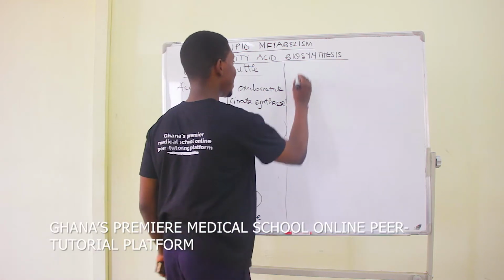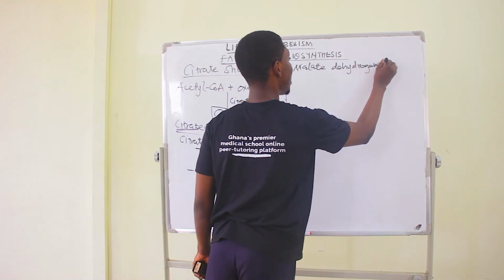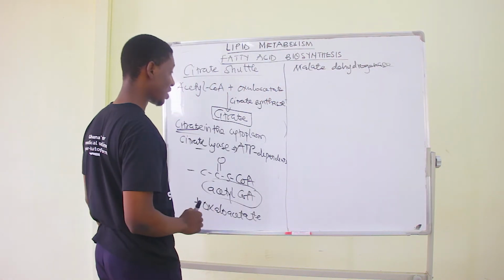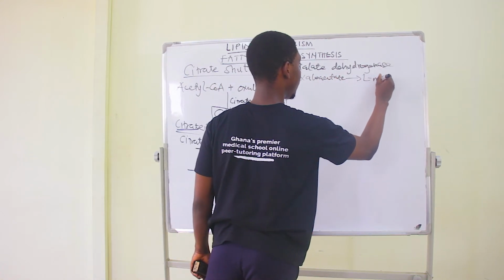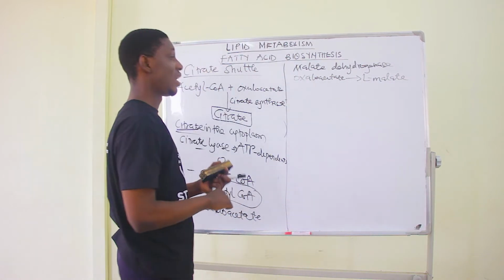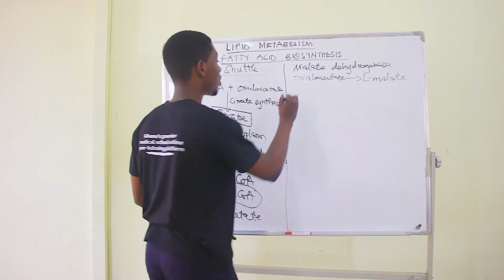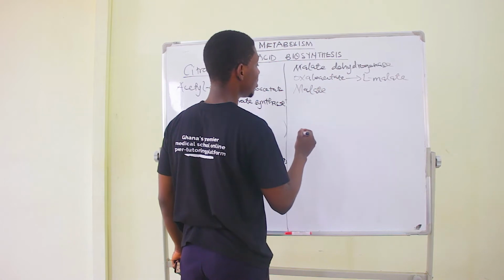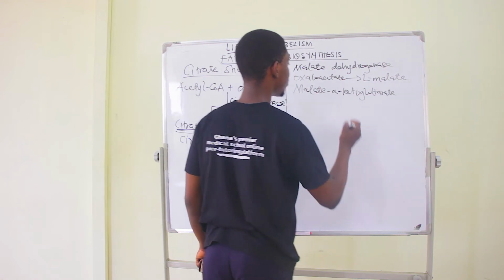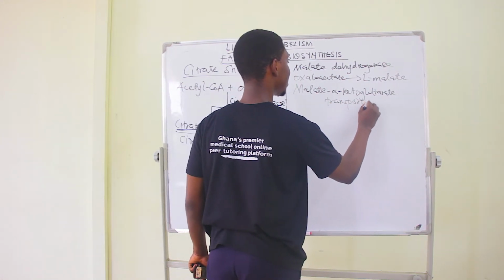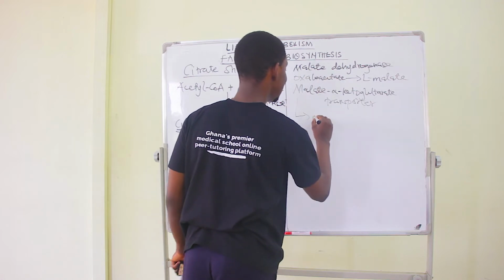So what happened in the cytoplasm is that the enzyme malate dehydrogenase will now act on this oxaloacetate to convert oxaloacetate to L-malate. Now, malate has a transporter within the inner membrane of the mitochondrion. And that transporter is called the malate alpha ketoglutarate transporter.